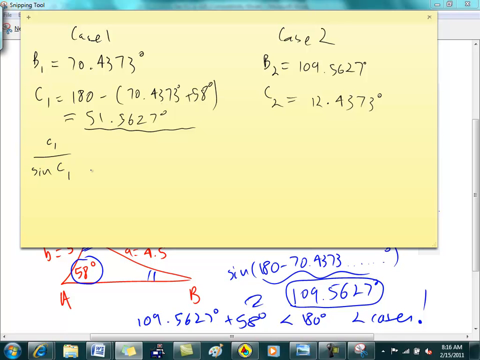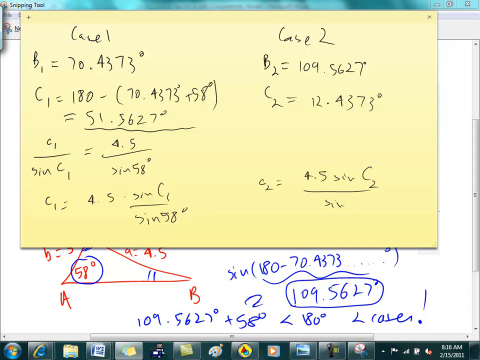I've been telling you this all the time. Every time I told you, store every calculation away. And then that's going to be equal to 4.5 over sine 58, which means that C1 is going to be equal to 4.5 times sine C1 over sine 58. And then similarly, lowercase c2 is going to be 4.5 sine C2 over sine 58. Okay? So please calculate those two numbers and give them to me.